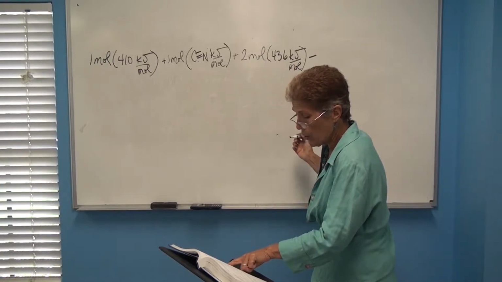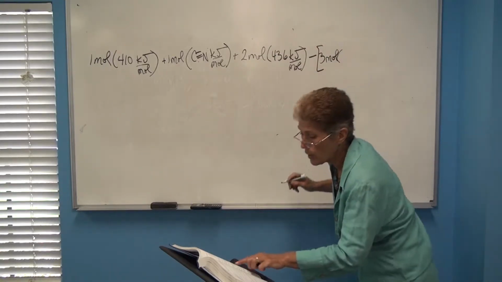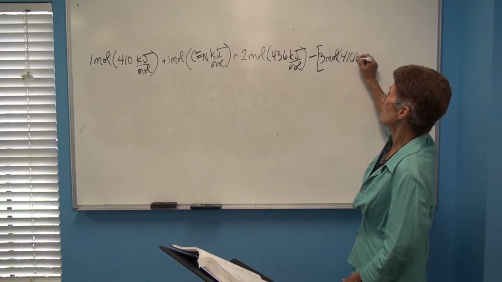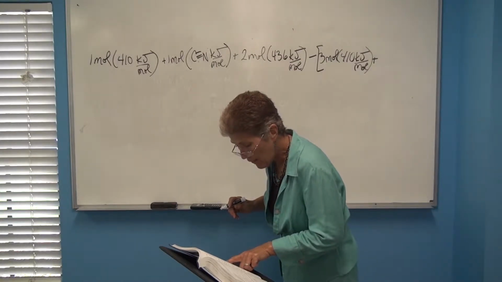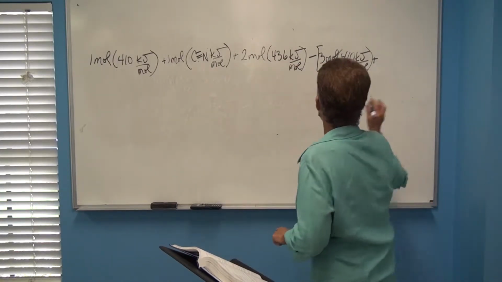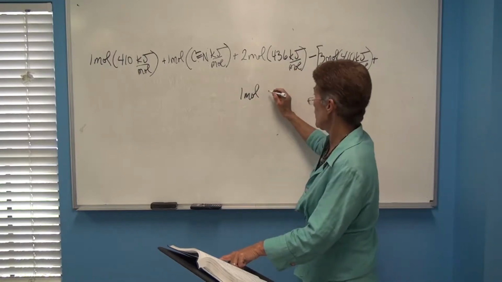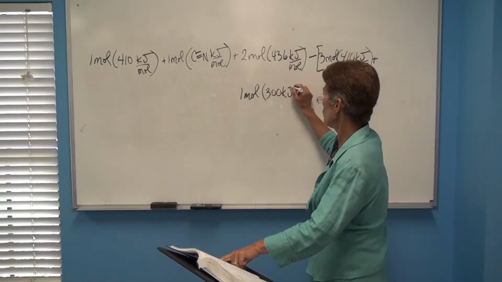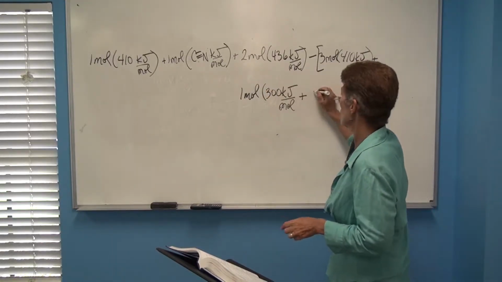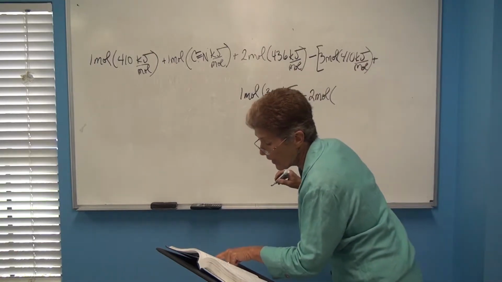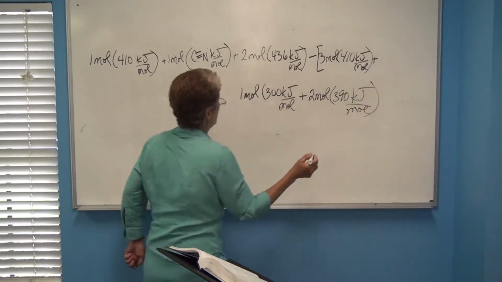Minus, now we're on the other side, we have 3 carbon to hydrogen bonds, so 3 moles, and you look up the carbon to hydrogen, it's 410 kilojoules per mole, plus a carbon to nitrogen, so we have 1 mole of that, which is 300 kilojoules per mole, plus I have 2 nitrogen to hydrogen attachments, 2 moles of that, which is 390 kilojoules per mole. There you go.